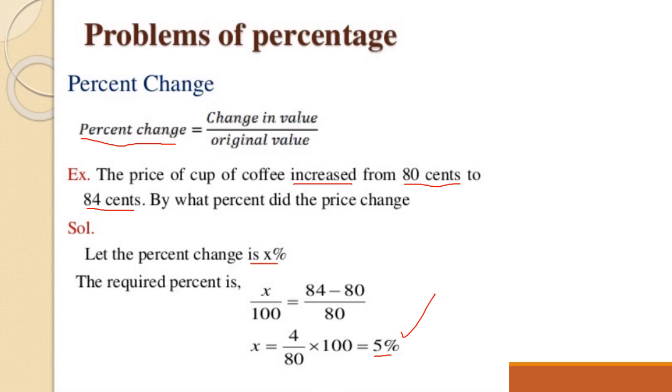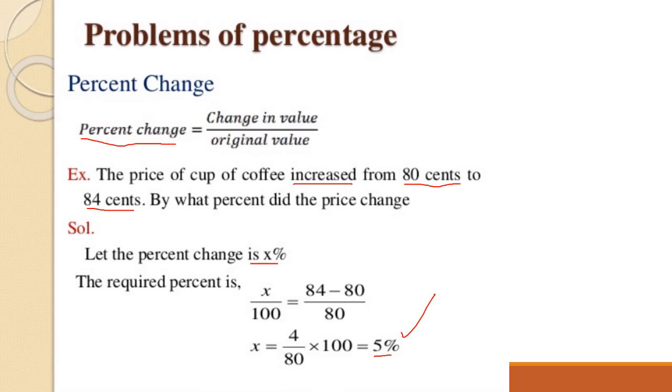The price of a cup of coffee increased from 80 cents to 84. You can check, there's an increase in the price of a cup of coffee from 80 cents to 84 cents. By what percent did the price change? We need to check how many percent the price increased. Okay, so let the percent change be x. We suppose the percent change is x.